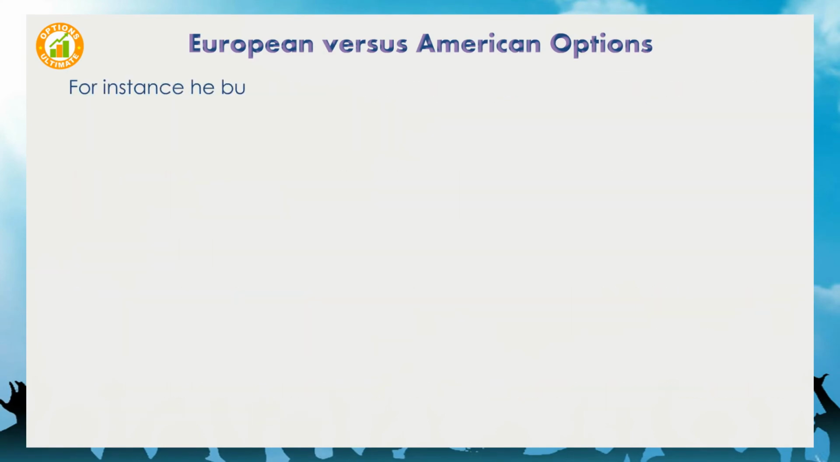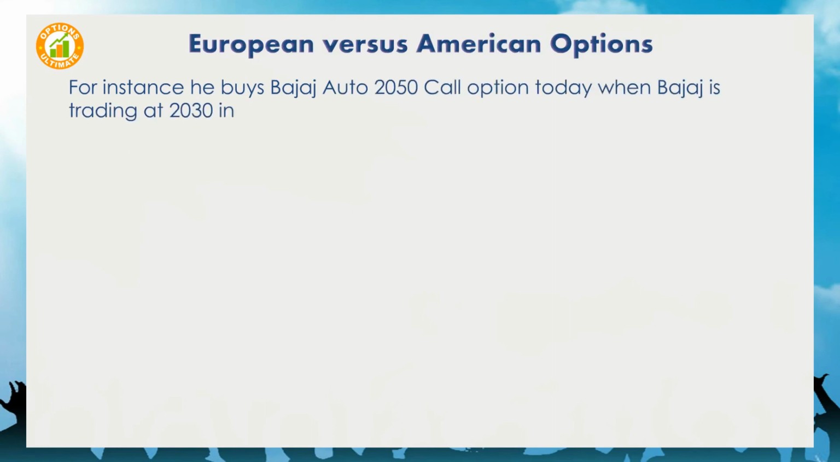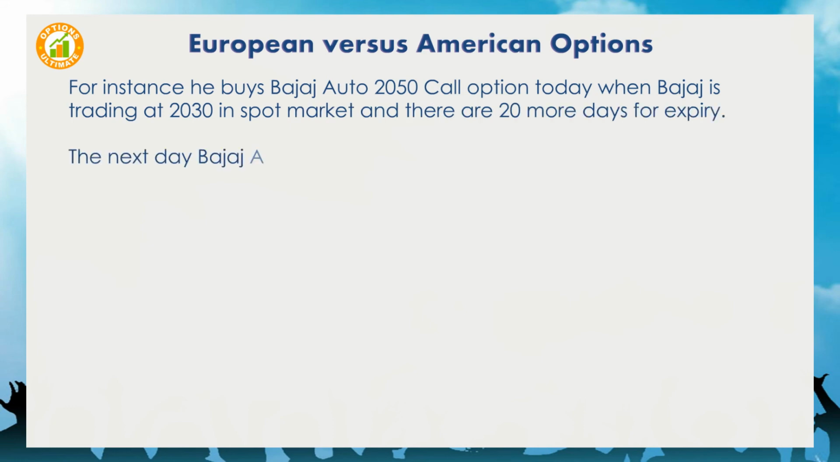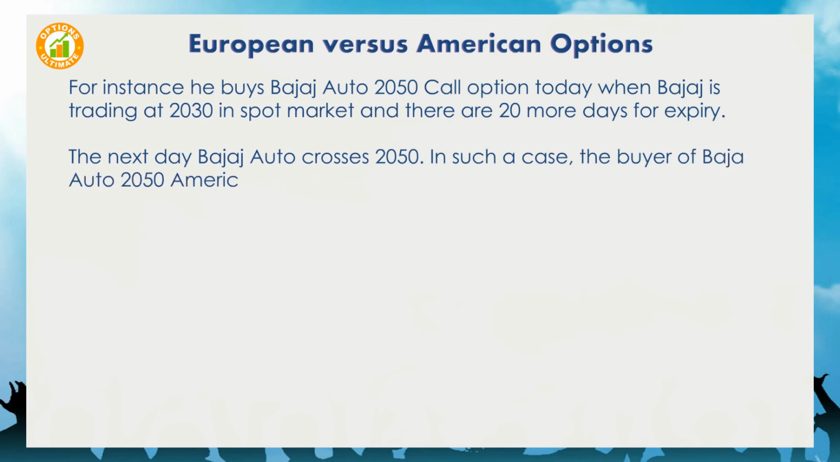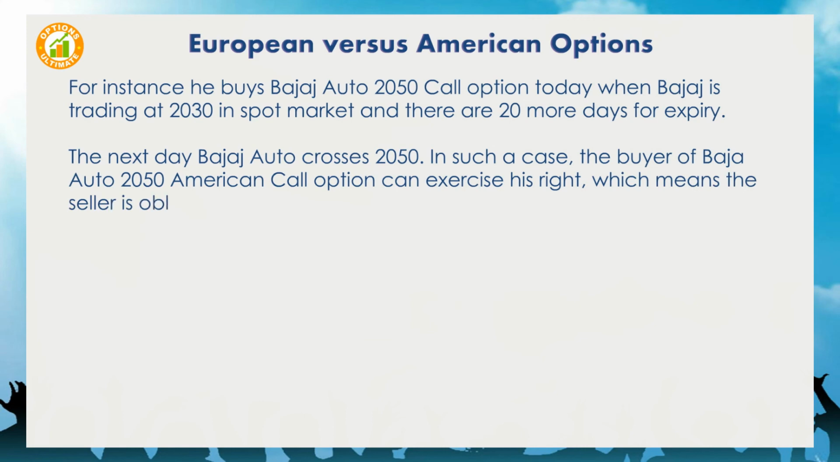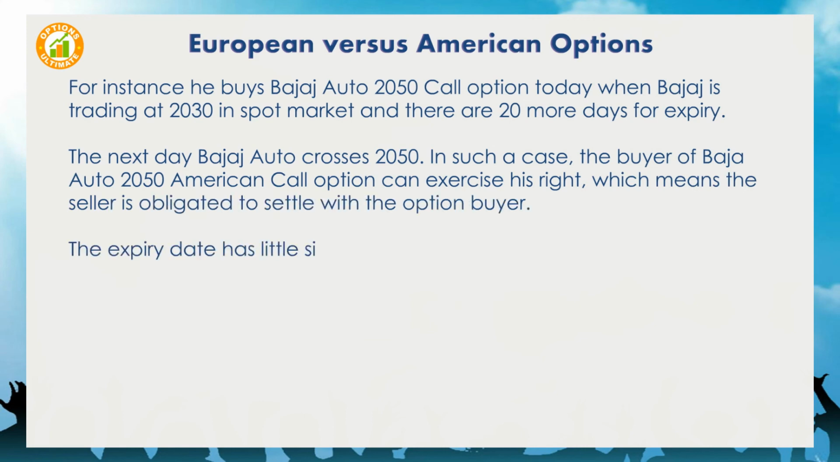For instance, he buys Bajaj Auto 2050 call option today when Bajaj is trading at 2030 in spot market and there are 20 more days for expiry. The next day Bajaj Auto crosses 2050. In such a case, the buyer of the Bajaj Auto 2050 American call option can exercise his right, which means the seller is obligated to settle with the option buyer. The expiry date has little significance here.